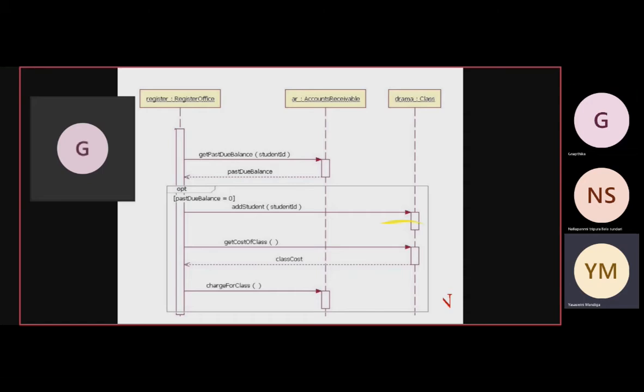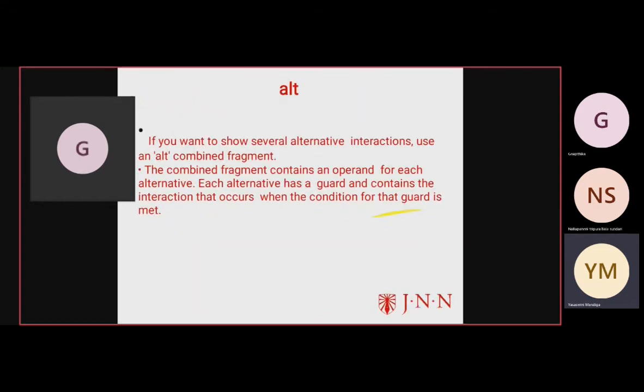So another keyword is alt. If we want to show several alternative interactions, we use an alt combined fragment. The combined fragment contains an operand for each alternative. Each alternative has a guard and contains the interaction that occurs when the condition of the guard is met. So in the example they gave, there is a sender, a receiver and a receiver 2. How will alt work? Alt has first condition 1, condition 2, and next an else.